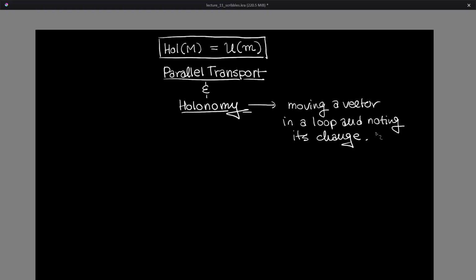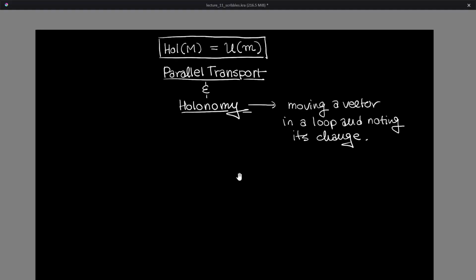And in order to move that vector around in a loop, we need a way to transport it. And in order to make sure that the vector isn't changing because of something we did, we need to define some way in which the transport is parallel due to our actions. So then the only reason that it could change would be because the surface itself is curved, and thereby it would detect the curvature of the surface. So let's define parallel transport.